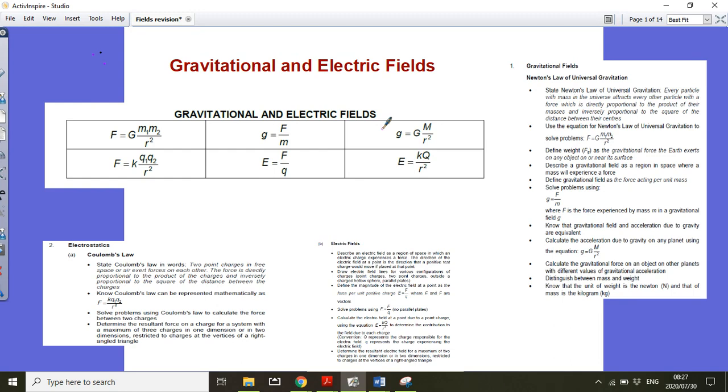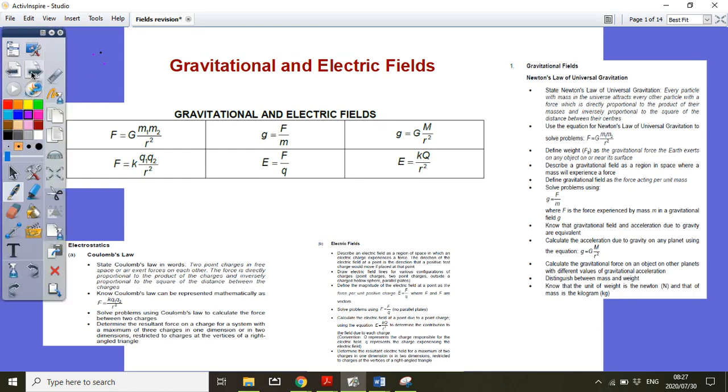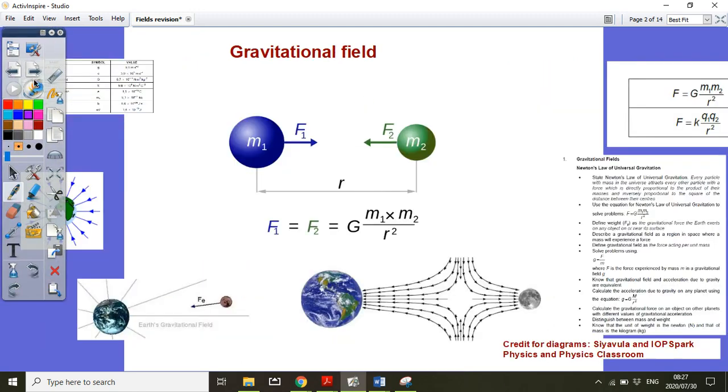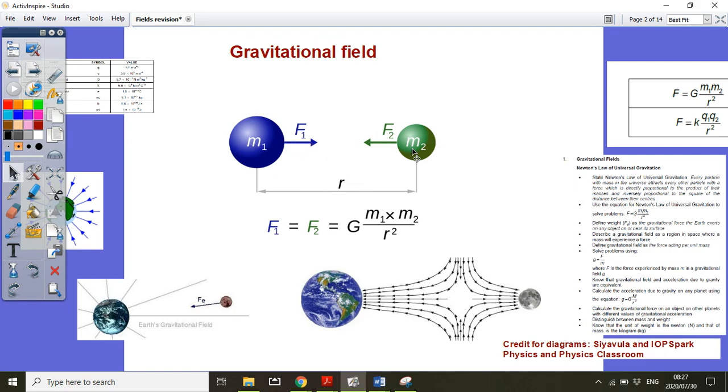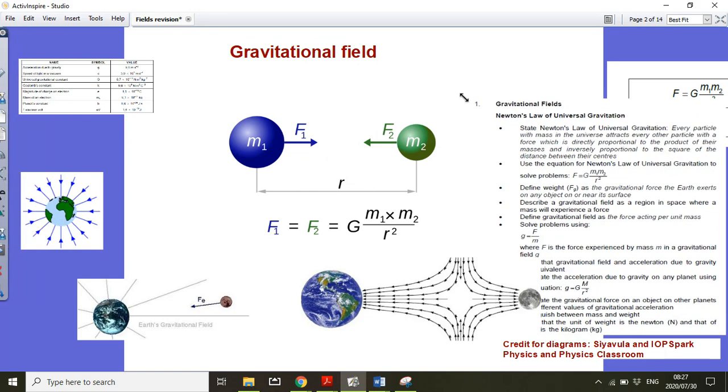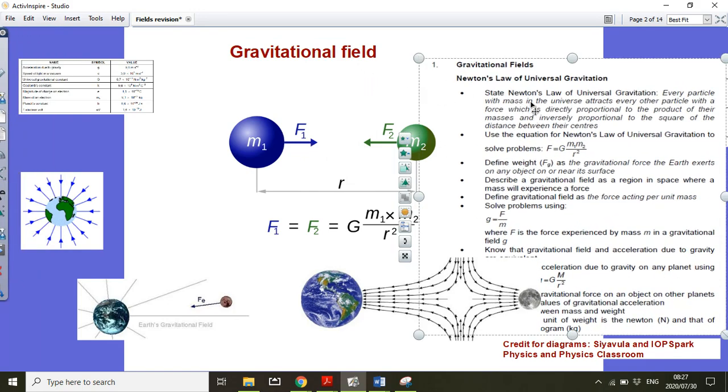We're going to start by looking at gravitational fields, but you must remember that fields are fields and they all behave very similarly. The only thing about gravitational fields is that it's always going to be an attraction. If you look at Newton's law of universal gravitation, it says that every particle with mass attracts every other particle, also with mass, and that force is directly proportional to the product of their masses and inversely proportional to the square of the distance between them.